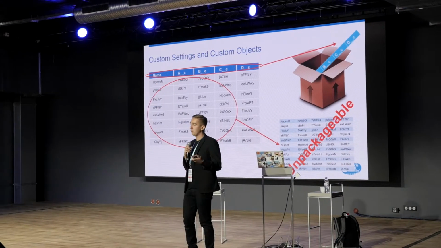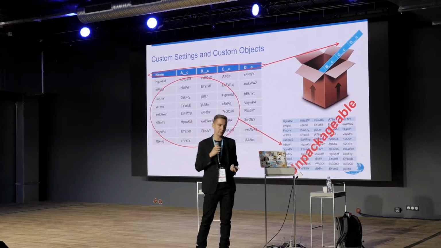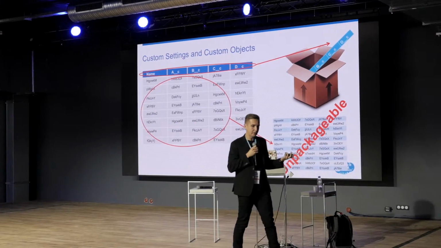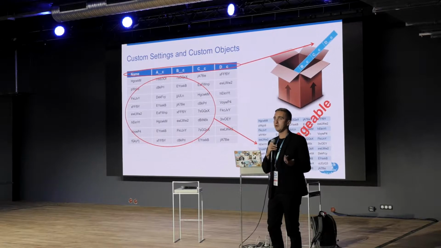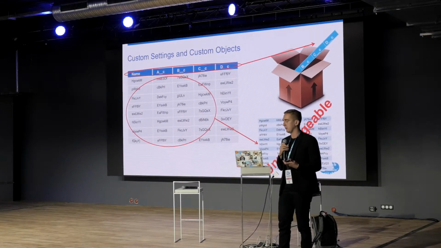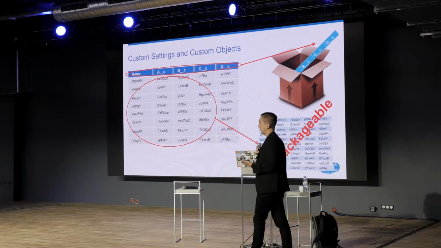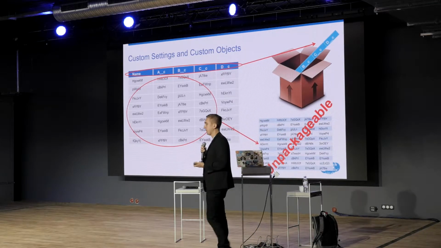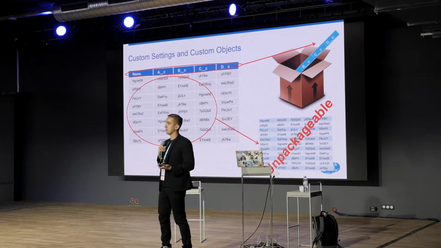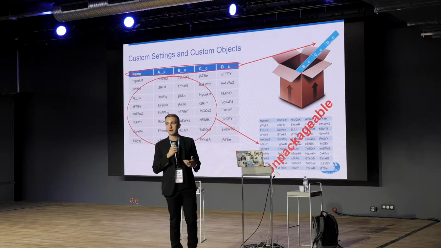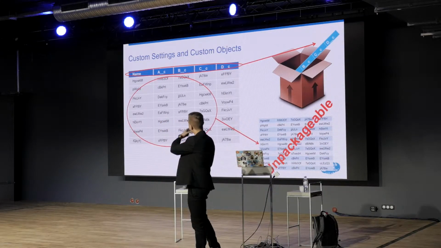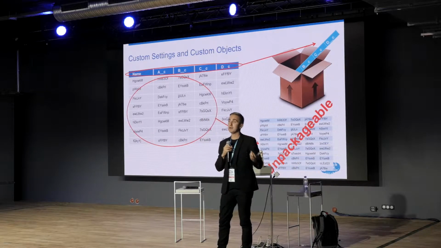So, what's the problem? Now you might be questioning, well, I store my configuration in custom settings and custom objects. Why do I need custom metadata types? I've been doing it for like 15 years, what changed? The problem with custom settings and custom objects is that every time you need to package and deploy, the only thing you package is a definition of the object. You cannot package any records.